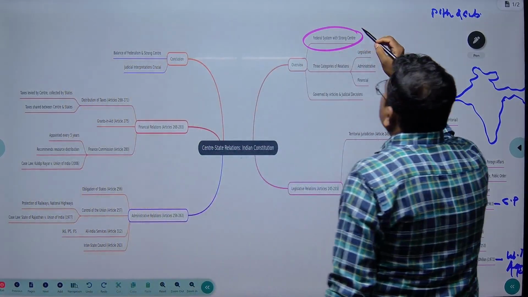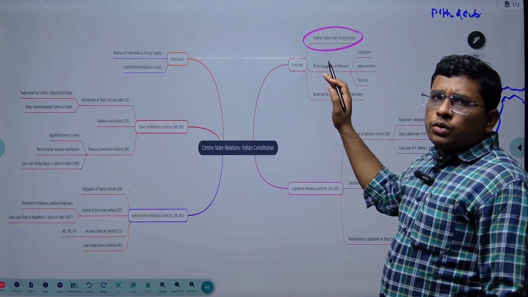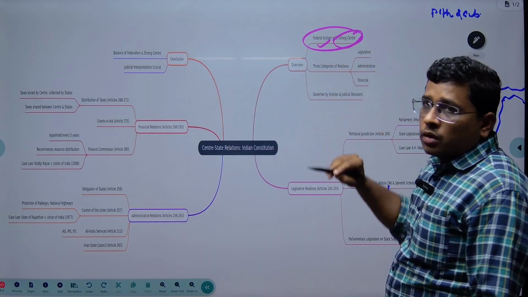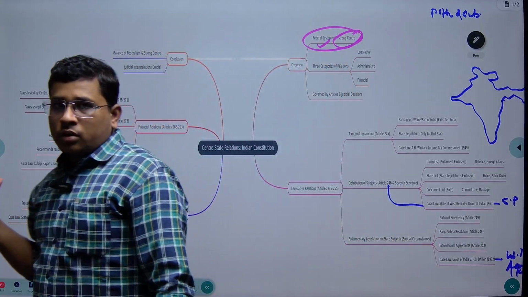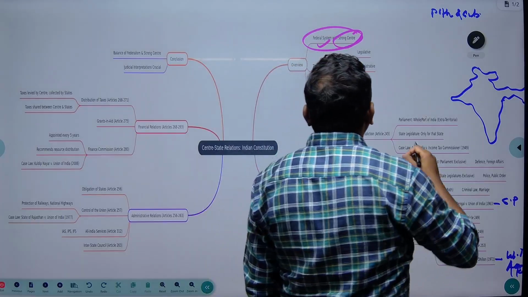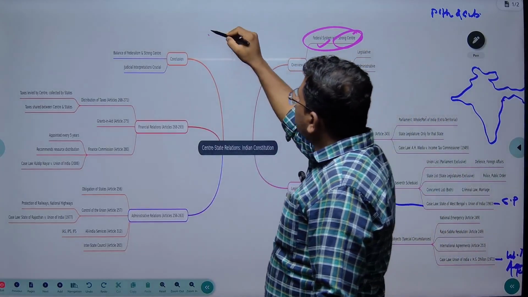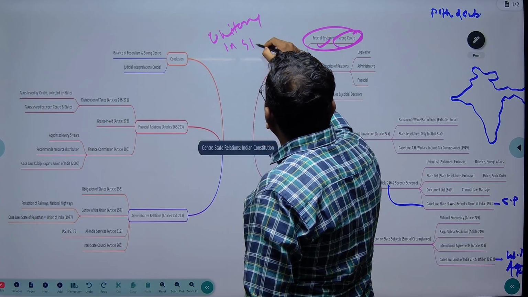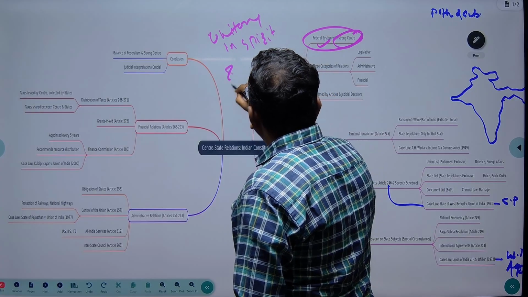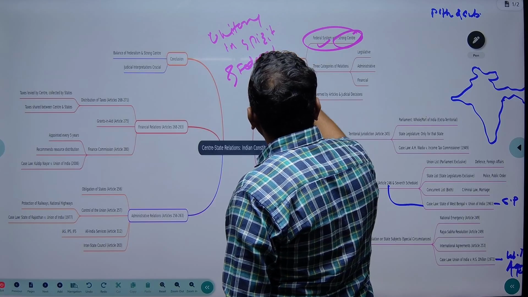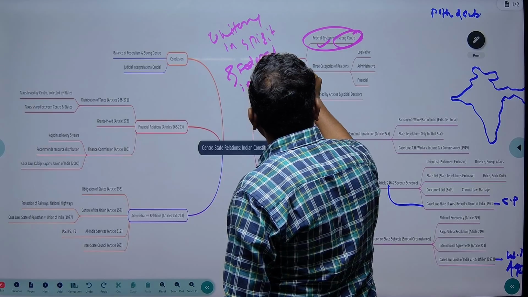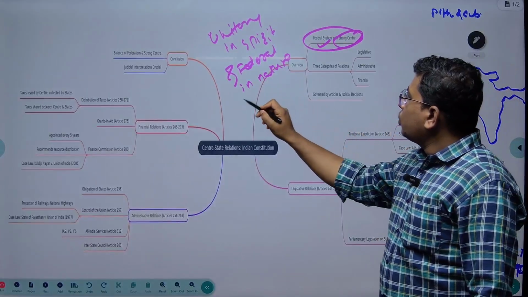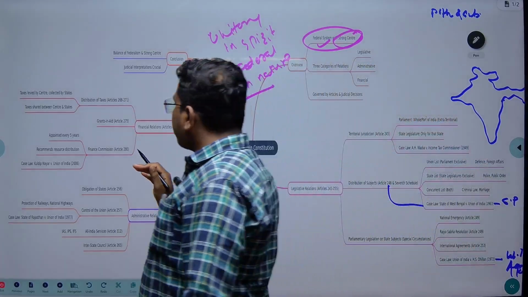So the center state relation is governed in accordance with the Constitution. The center state relation is a federal system with a strong center. It means more power is given to the center, or you can say the union. So our Constitution is unitary in spirit and federal in nature. It means more power is given to the union, to protect the integrity of the nation, right?